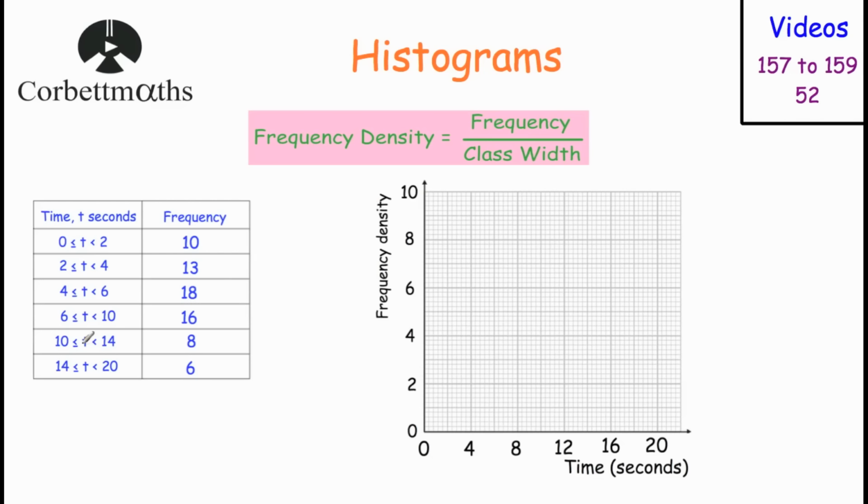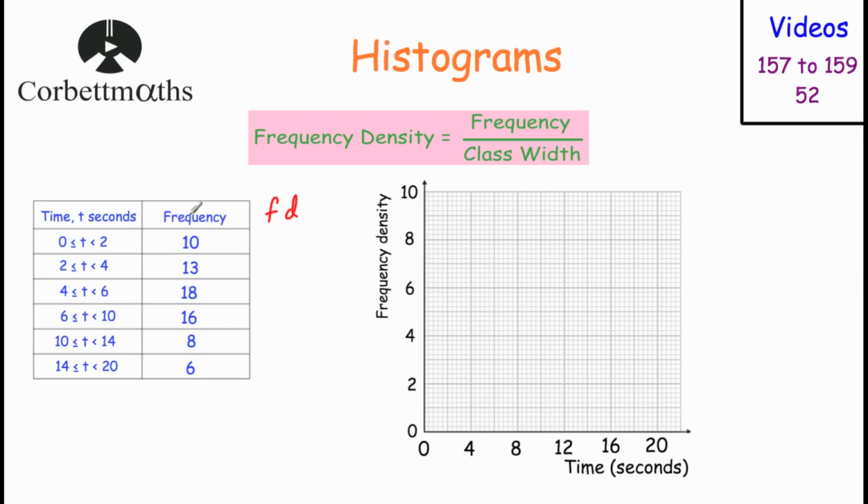So what we're going to do is start off by drawing a histogram for this grouped frequency table. If we want to draw a histogram, we're going to work out a thing called frequency density. So let's put a column on for frequency density. I'm going to write FD, standing for frequency density. So we've added on a column for FD, or frequency density.